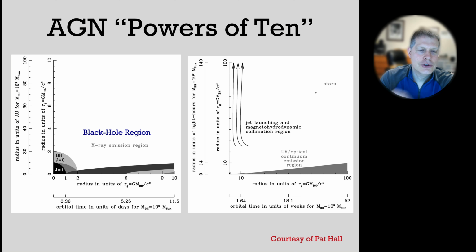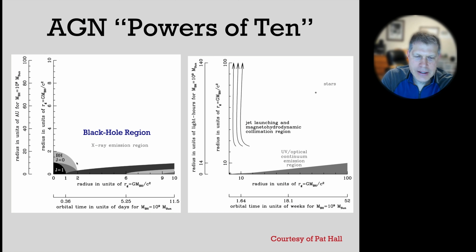And then if you zoom out somewhat further, here is a plot showing radius, again in units of gravitational radii, going out to 10 gravitational radii. And then over here in practical units, this goes out to about 100 astronomical units. And here, very conveniently, are also labeled orbital times, which on this sort of size scale are of order days. And this region here is the region we'll be talking about for most of this lecture, the so-called black hole region, the region where, for example, we believe the X-ray emission is largely produced.